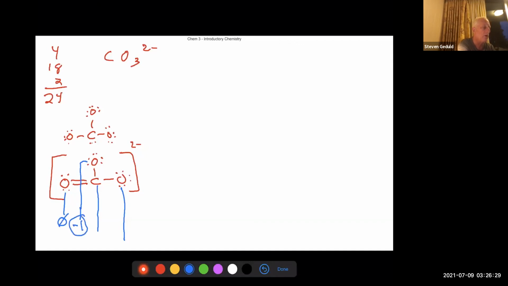Carbon is normally 4, and there are 4 bonds. 4 minus 4 is 0. Oxygen, again, 6 minus 7 is negative 1. The two negative 1s account for the negative 2 charge when you add the formal charges up. So now you have your formal charges and your correct structure. Now it says draw the other 2 resonance structures.